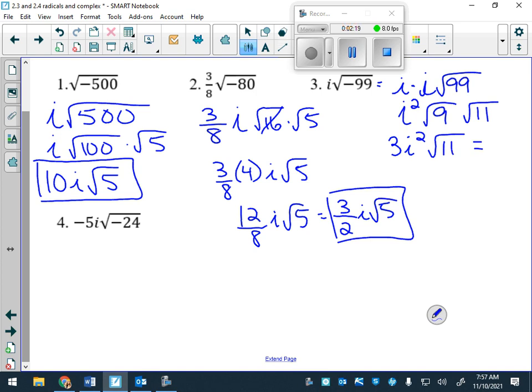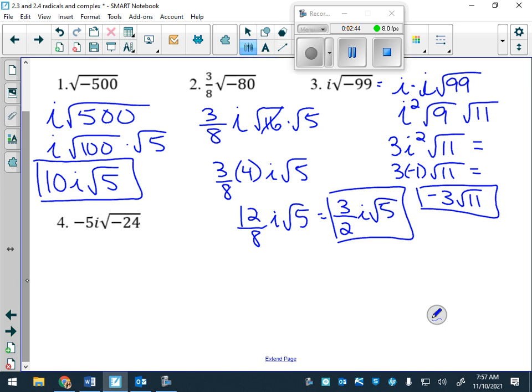Now, should we have i squared anywhere? Now what does i squared equal? -1. Good. -3 root 11. Awesome, you guys. Yeah, Rory. i squared automatically is -1. Yep, no matter what. Okay.